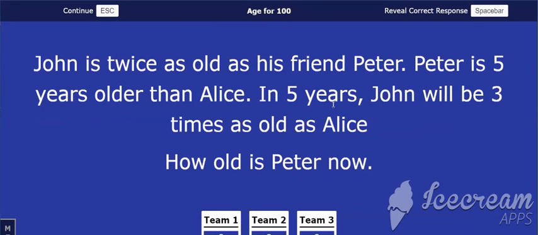So the first thing you do is for Peter's age, you put P. And then for John's age, you put 2P. And then for Alice's age, you put P minus 5. So the whole equation is 2p plus 5 equals 3, the quantity p minus 5 plus 5. And then you do 2p minus 2p on both sides for the 3x. And then that'll equal 5p. So Peter is now 5.